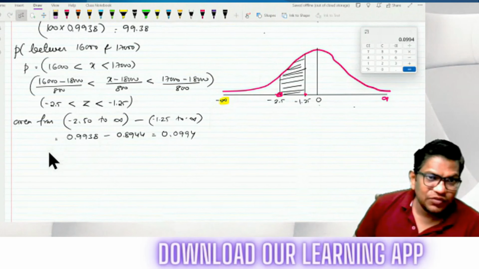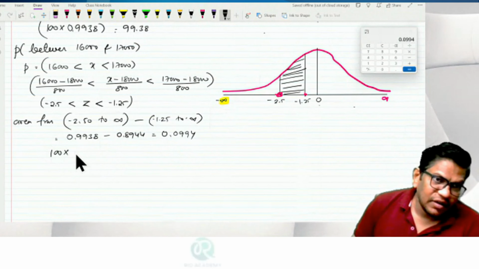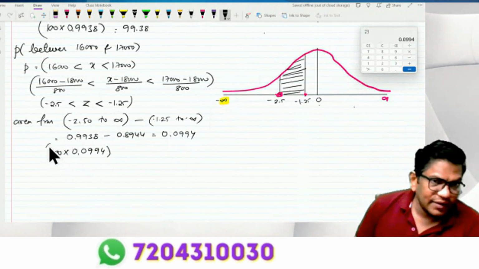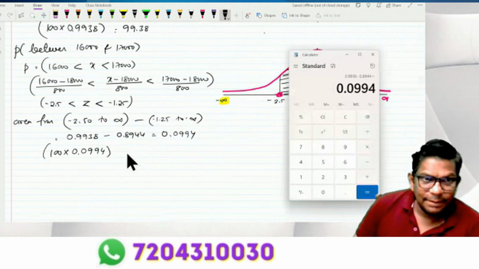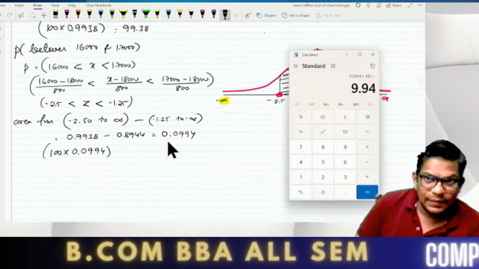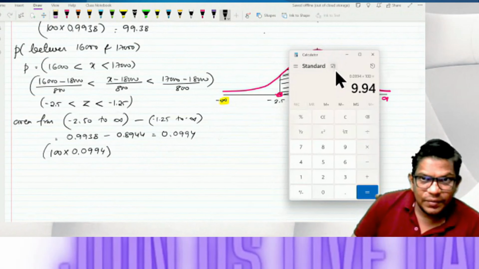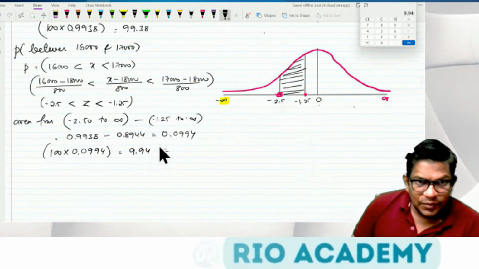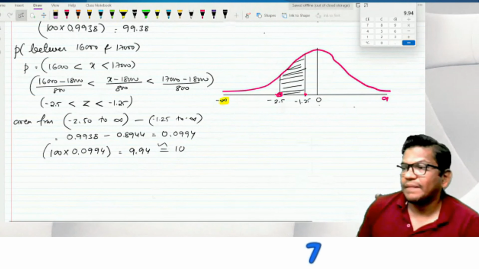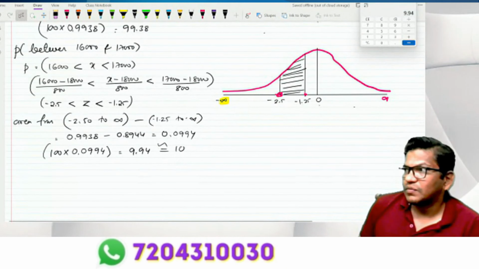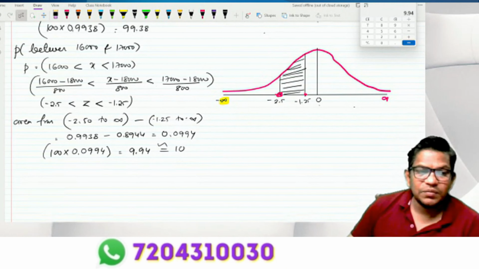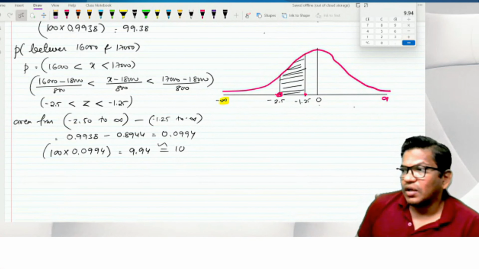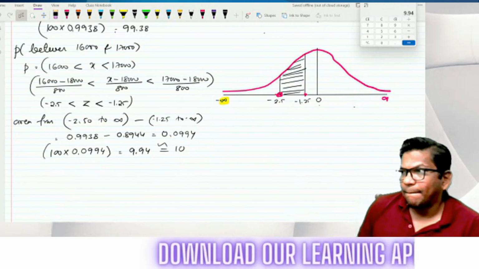So to this we have to multiply by 100, right? 100 multiplied by 0.0994. Tell me. 9.94. Approximately how much will it come? 10. ठीक है? No doubt बच्चों. 10 percent, you can say.